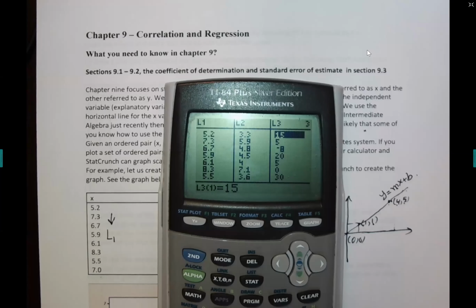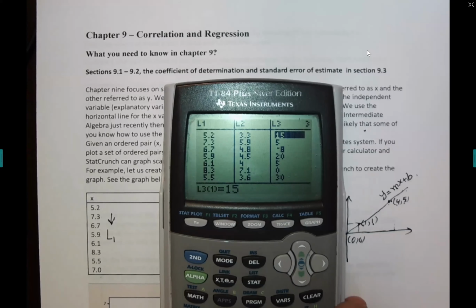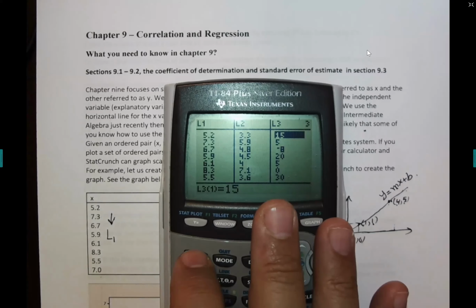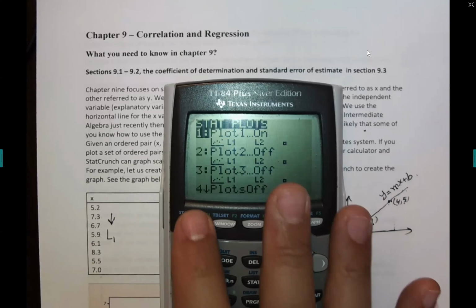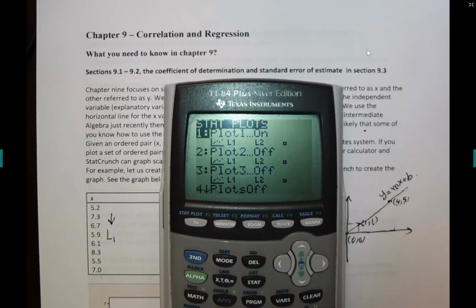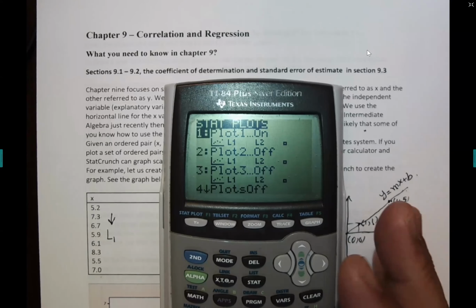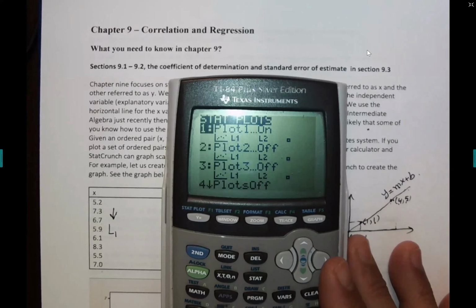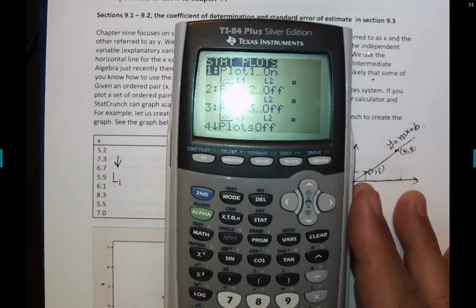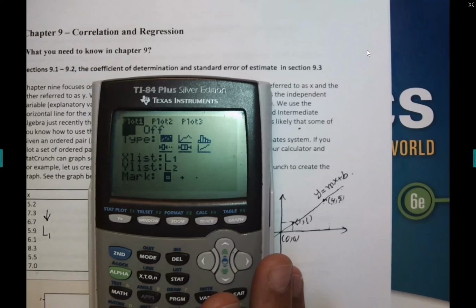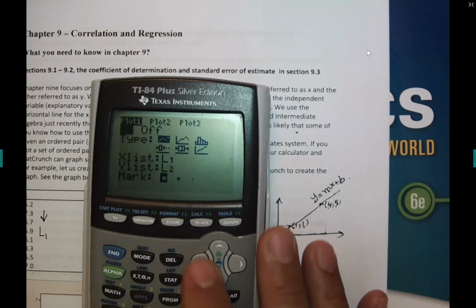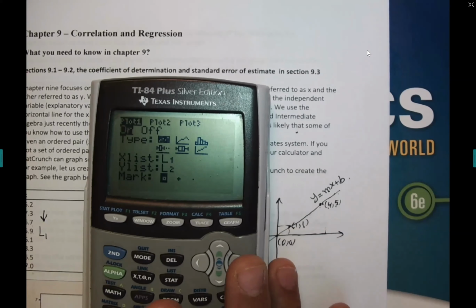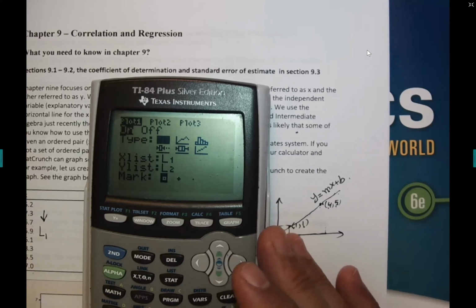Okay. So you have L1 and L2. Here's what I'd like you to do. I'd like you to press the second key and then Y equals. You're gonna see this screen. If you don't see it, please let me know. And then I'd like you to press enter. Okay, you're gonna see this. I'd like you to select on and press enter. Then go to type and select the first one.